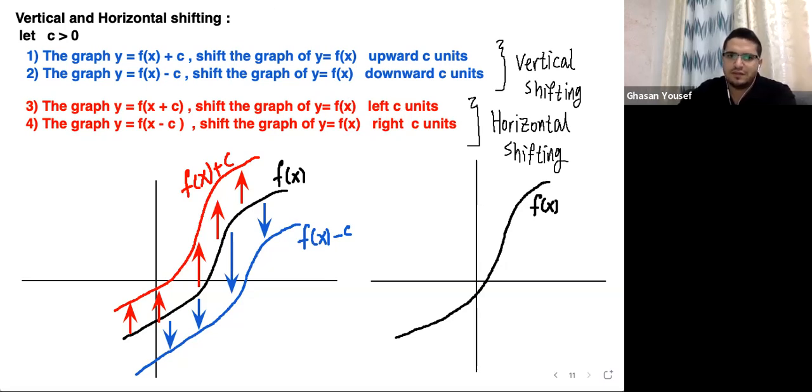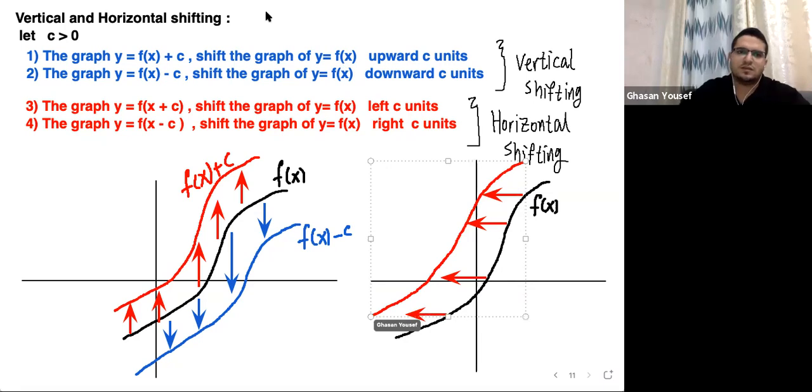What does that mean, to the left? How can we shift it to the left? I mean, like this, all points go to the left, like this. So this is the graph of this function. So the function is f of x plus c.